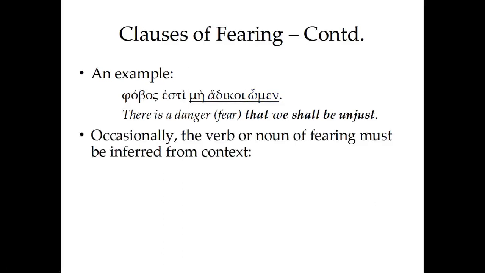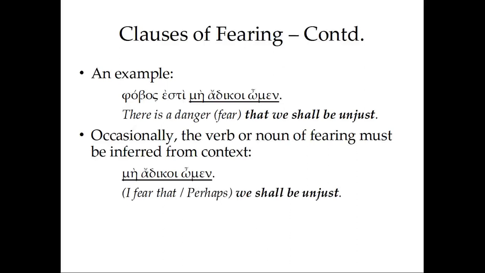Occasionally, the verb or noun of fearing must be inferred from context. Sometimes it's left out, which makes it hard to recognize these sometimes. For instance, simply, me adikoi omen. This, even though we don't have something like phobos esti or phoboumai, I fear, we would still translate as "I fear that," or maybe "perhaps we shall be unjust." This is still the same kind of construction, even though we've left out some of the other important information.